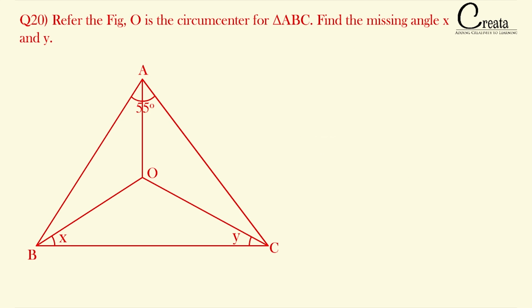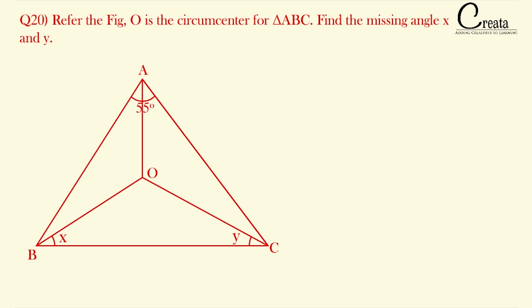Let's refer to the figure. In this figure, a triangle ABC is given and point O is given as the circumcenter. For this triangle ABC, we have to find the missing angles X and Y. Let's proceed with the question.